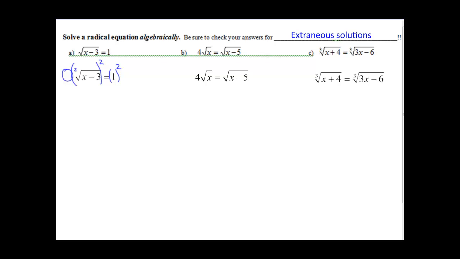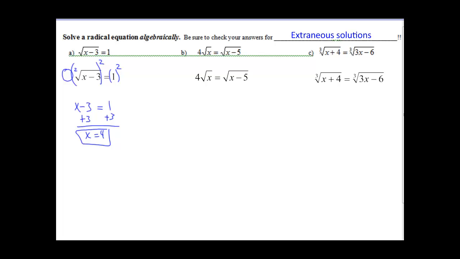When you square a square root, the root drops off. So basically you have x minus 3 by itself, equals 1. Now we can solve for x, so let's add 3. x equals 4. Now we have to check for extraneous solutions.